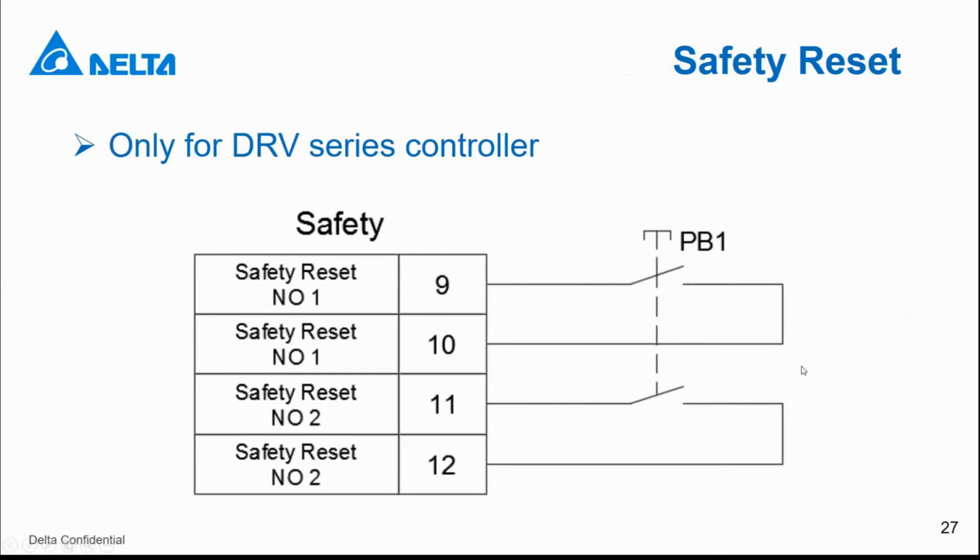And next one, this is only for the DRV series. For the DRV series, we have a safety reset button. This reset button also has 2 channels, and you can connect the button like this. And this is for when errors happen or the safety has been triggered, and you resume it, then you need to reset the state of the robot safety with this button. So this is what these buttons do.